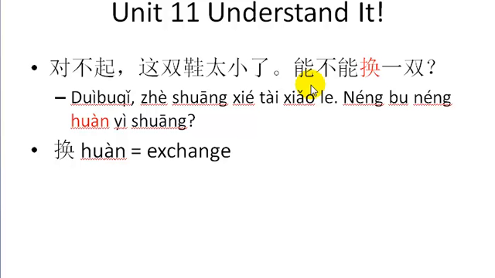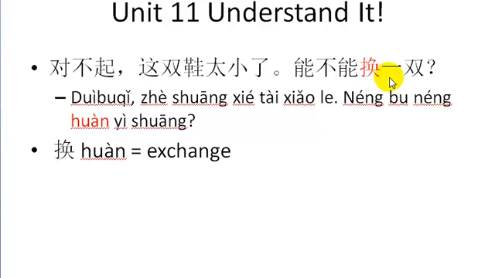In this dialogue, Wang Peng goes to exchange some shoes. So he starts out by saying to the 售货员, the shop assistant, 对不起，这双鞋太小了，能不能换一双? Okay, so you get the beginning part here, 对不起, right? 这双鞋太小了, so there's a problem with the shoes.